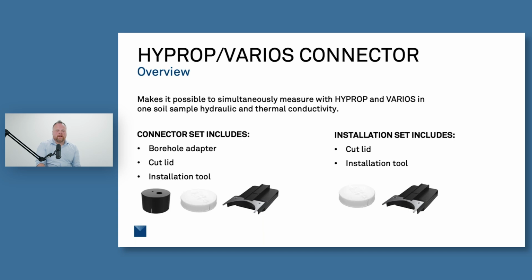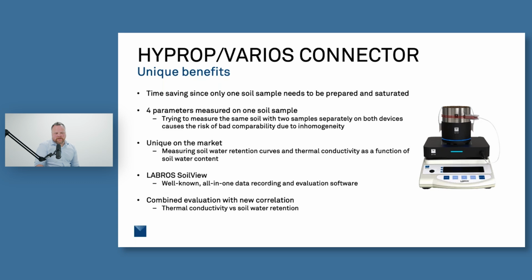So you can be measuring thermal conductivity, water content, get a soil moisture release curve, and get your unsaturated hydraulic conductivity all at the exact same time. And this is what it looks like together. You can see the balance, and then the VARIOS unit, and then the HYPROP sitting on top, running both the thermal conductivity and the hydraulic conductivity at the same time. This can save you a lot of time if you're running a lot of these samples, and it also gets rid of some uncertainty based on the difference between the sample when you're running it on one machine versus the other, because you're running them together in this one.